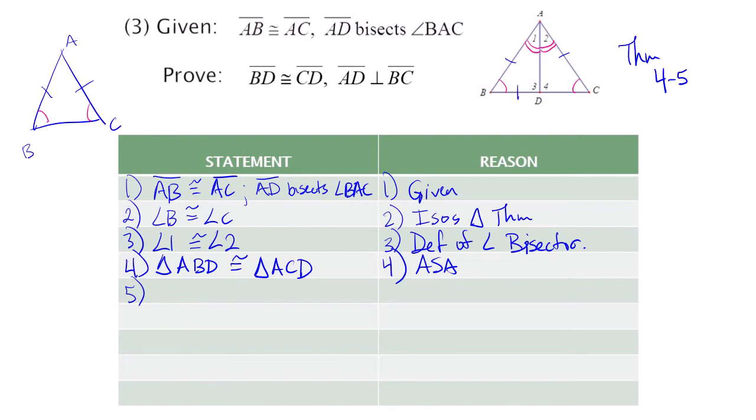And so now that we have that, we can say BD must be congruent with CD, right? So we can prove that part of it, and that's by CPCTC. And while we're on CPCTC, we can also say that angle 3 and angle 4 are congruent, right?